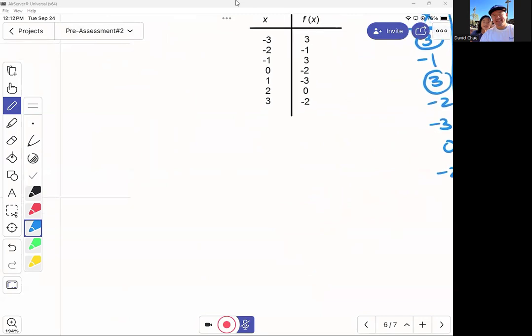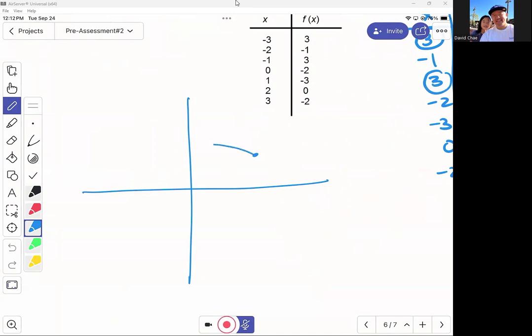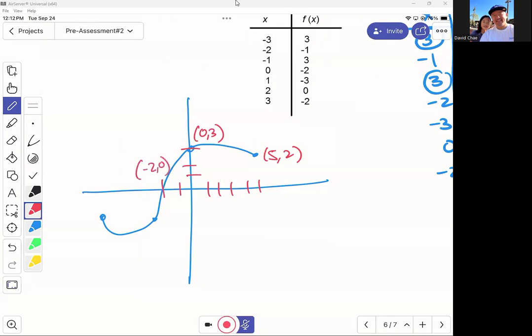What if I had a graph, right? It was something like this, and like this, or something like that. Okay, if I had a graph, get each point, let's just say 1, 2, 3, 4, 5. Let's say this is 5, 2. Let's say this is 0, 3. Let's say this is negative 2, 0. Let's say this is negative 3, negative 2. And let's say this is negative 5, negative 2. Sorry, negative 6.